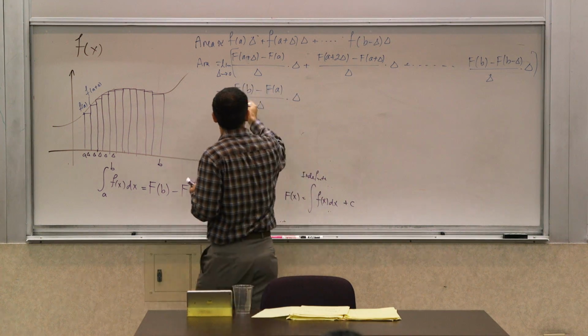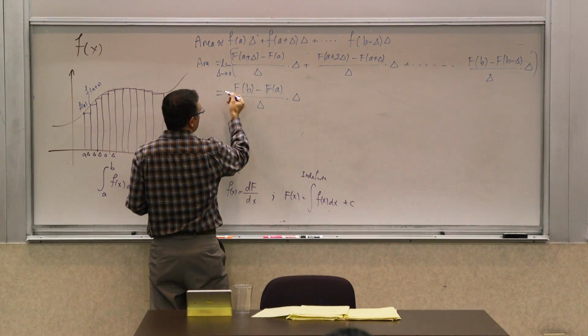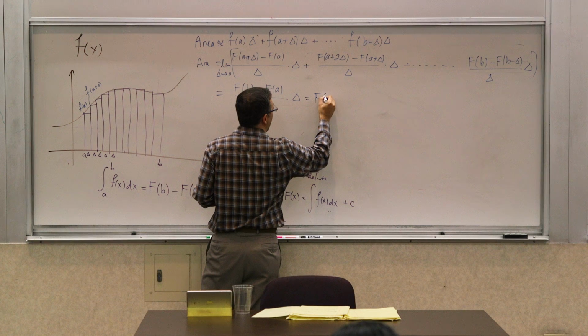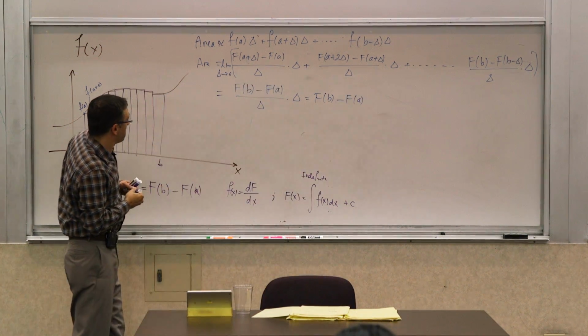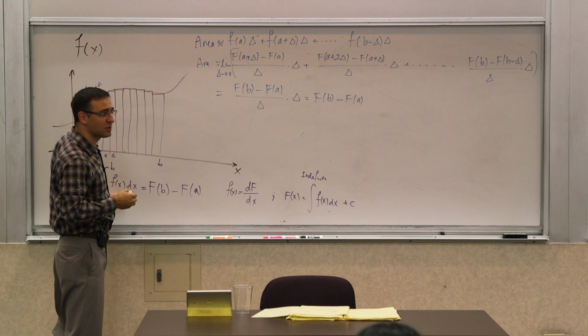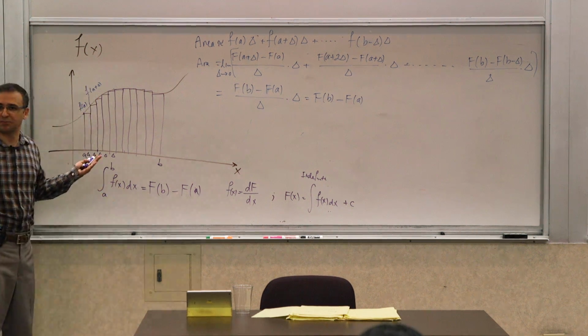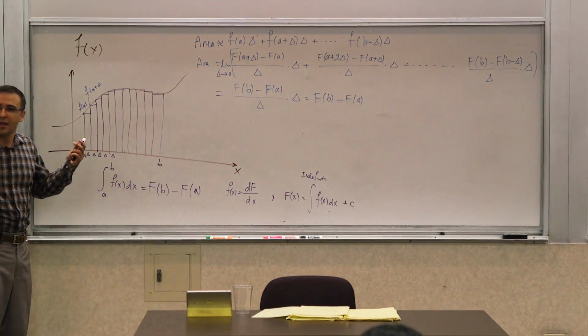Which identically is the same thing. And in this case, since delta goes to 0, it doesn't matter anyway, so it's going to be f of b minus f of a, which is, by definition, this. So this shows, this is the fundamental theorem of calculus.